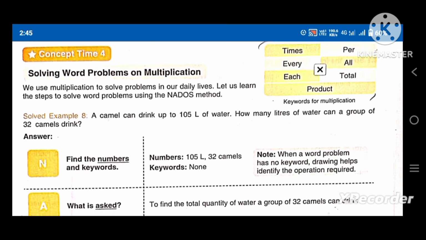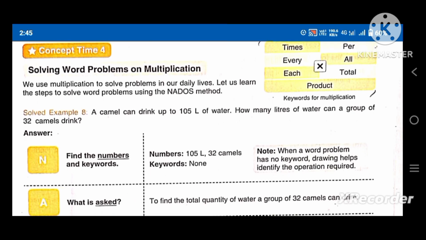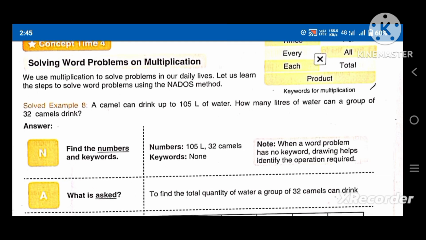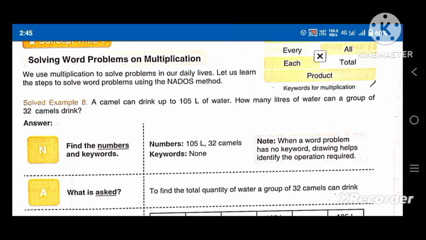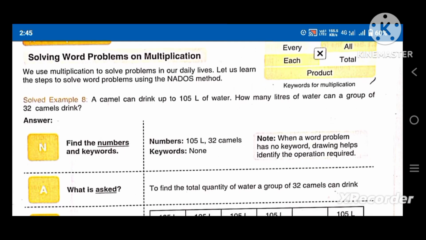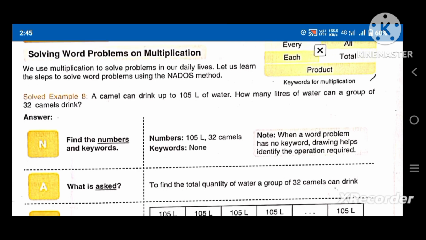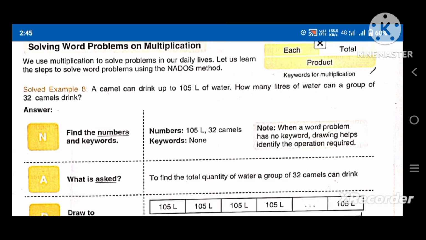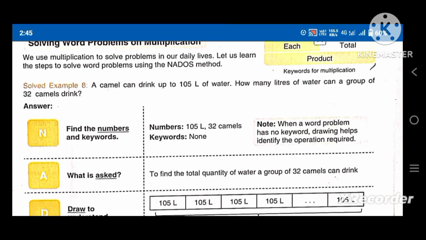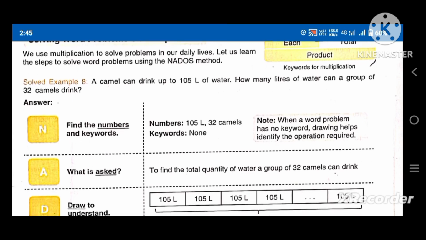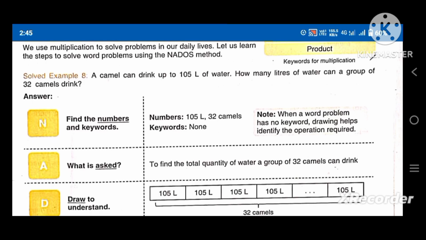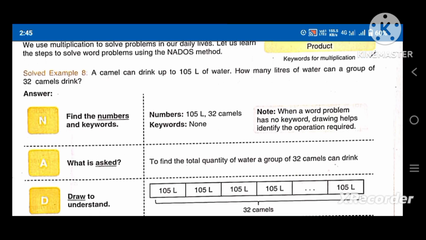For multiplication, we use the keywords times, for all, every, each, total, product, like this. Solved example B. A camel can drink up to 105 liters of water. How many liters of water can a group of 32 camels drink?